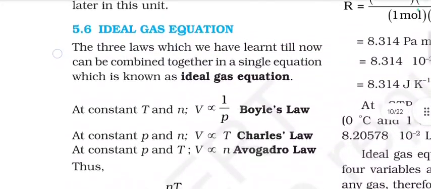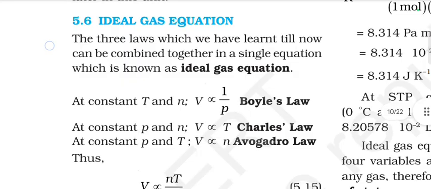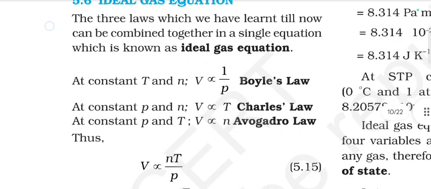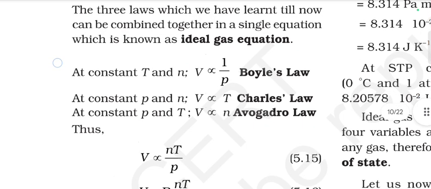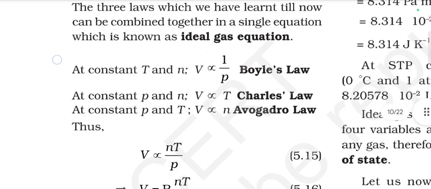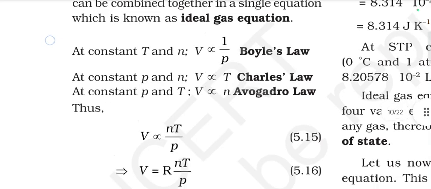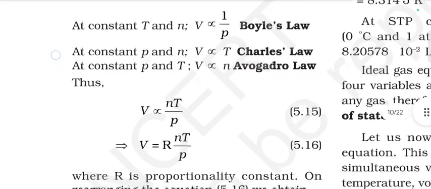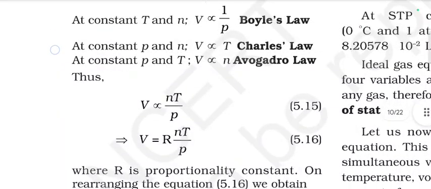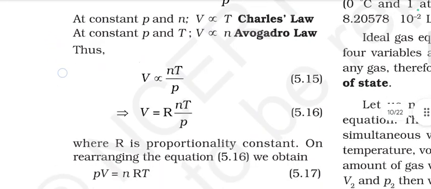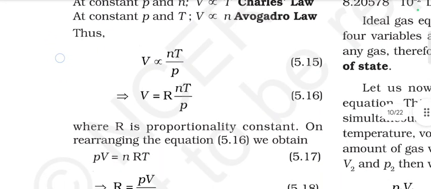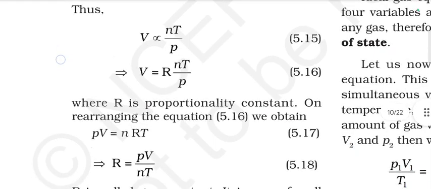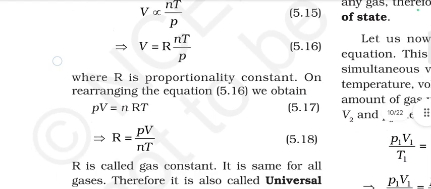Ideal gas equation. The three laws which we have learned till now can be combined together in a single equation which is known as the ideal gas equation. At constant temperature and n, V is directly proportional to 1 upon P, Boyle's law. At constant P and n, V is directly proportional to T, Charles' law. At constant pressure and temperature, V is directly proportional to n, Avogadro law. Thus, V is directly proportional to nT upon P. V is equal to R into nT upon P, where R is the proportionality constant.